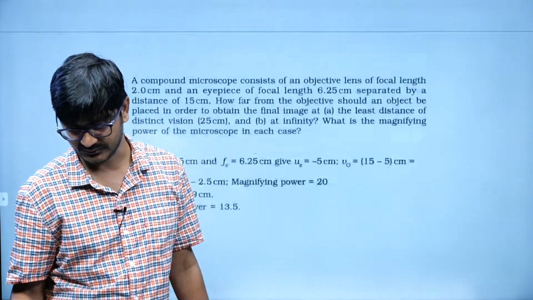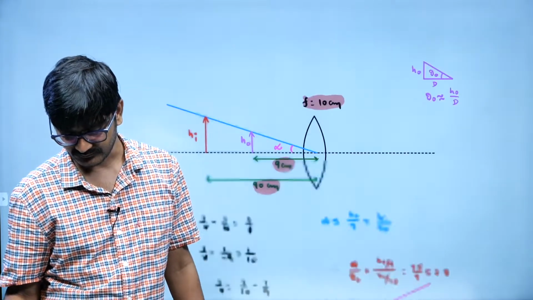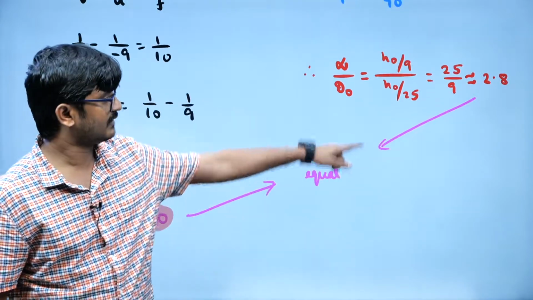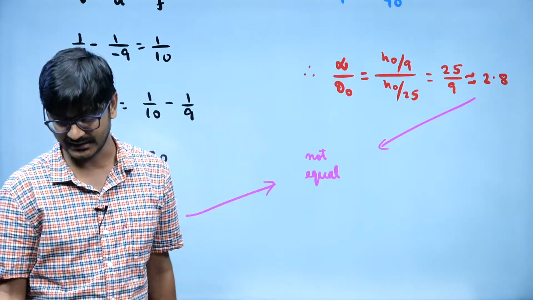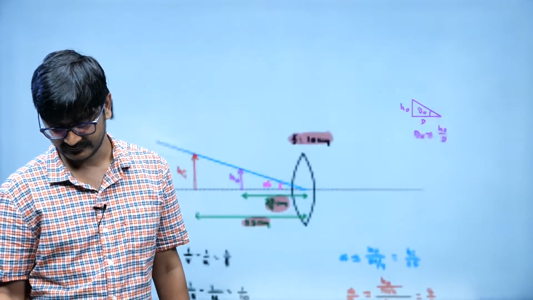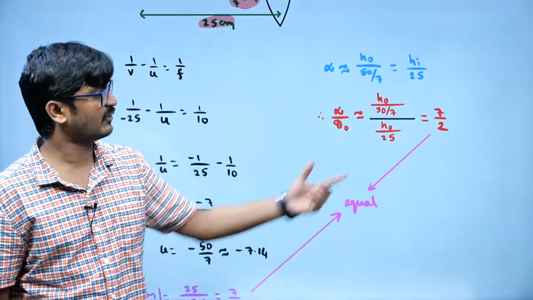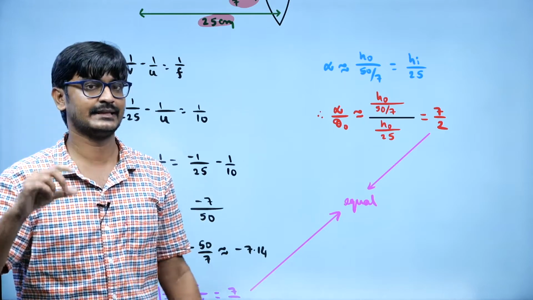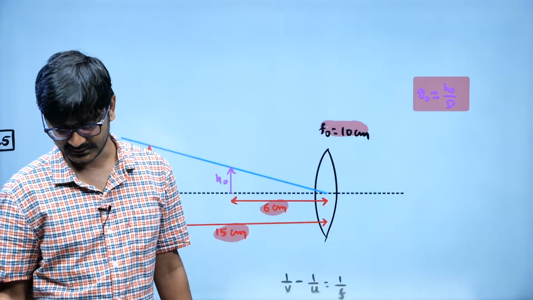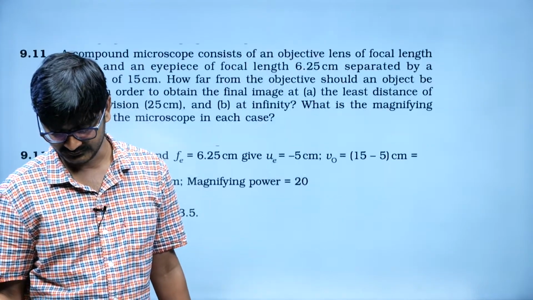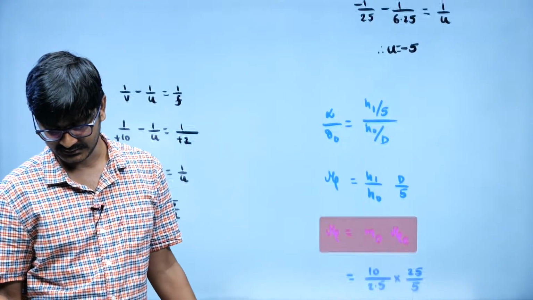Now if you see from the first question onwards, the angular magnification is 2.8. So the angle subtended with the instrument is 2.8 times more than with the naked eye. In this case, it is 3.5. So the angle subtended with the instrument is 3.5 times more than with the naked eye. In the next one, yeah, we didn't do it. In this one, it is 20.